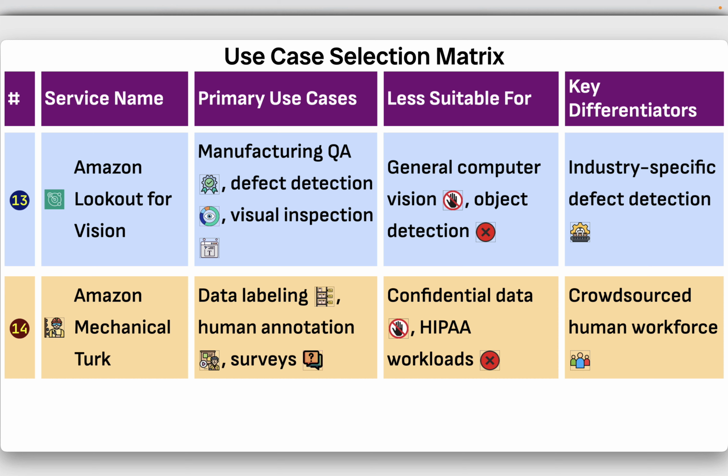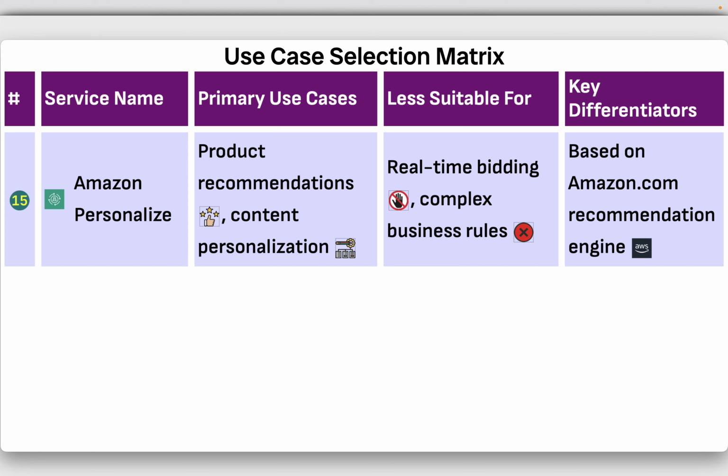Next, we have Amazon Mechanical Turk. Primary use cases are data labeling, human annotation, and surveys. But it is less suitable for confidential data or any HIPAA workloads. HIPAA is again the Health Insurance Portability and Accountability Act. Key differentiators are it is a crowdsourced human workforce. Next service is Amazon Personalize. Primary use cases are product recommendations and content personalization. But it is less suitable for real-time bidding or complex business rules. Key differentiators are it is based on the Amazon.com recommendation engine.